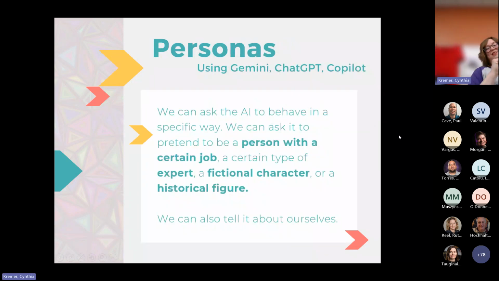Personas. We talked about this briefly earlier, but when you're using a persona, you can use it on any of these generative AI tools. You're essentially asking the AI to behave in a certain way. You can ask it to pretend that it's a person with a certain job or set of skills. You can ask it to pretend it's an expert, or you can even ask it to pretend to be a fictional or historical figure. I will say that with historical figures, it's generally not as accurate as you would like.